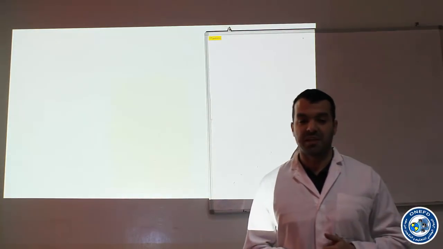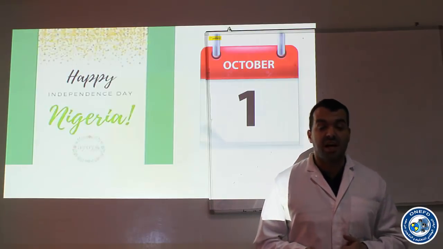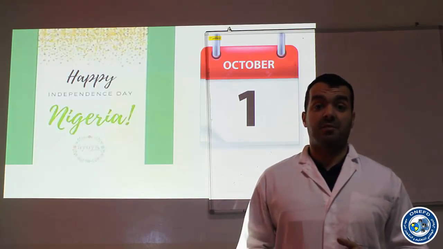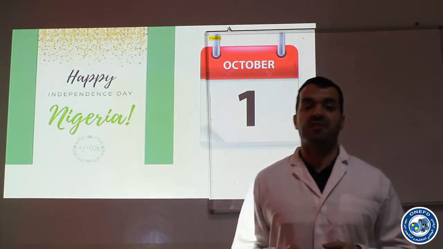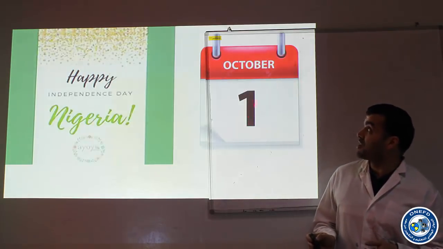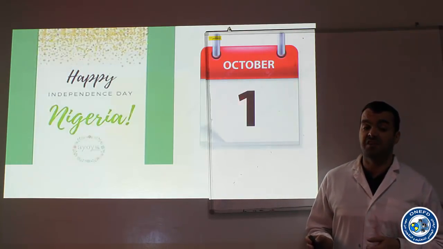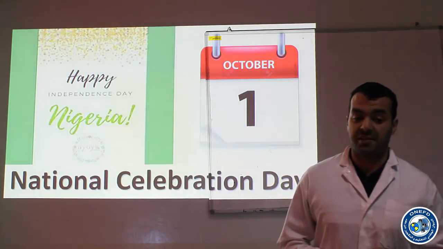Well, now, in Algeria, our national celebration days are the 1st of November and the 5th of July. In Nigeria, it is the 1st of October. The 1st of October is the national celebration day.